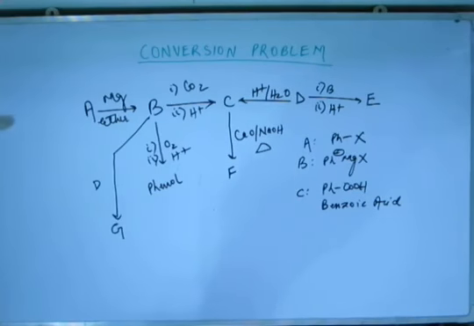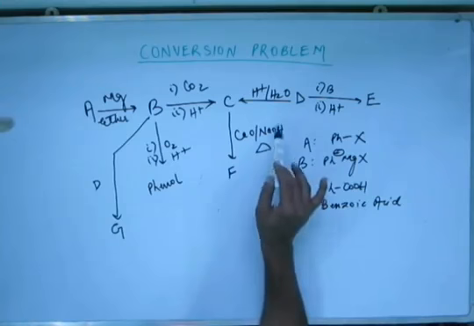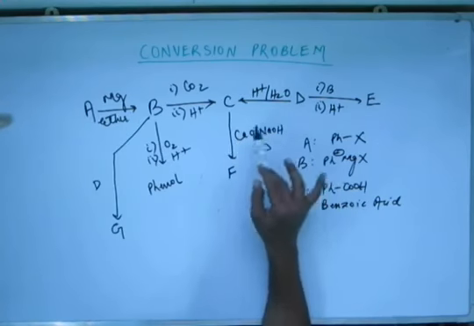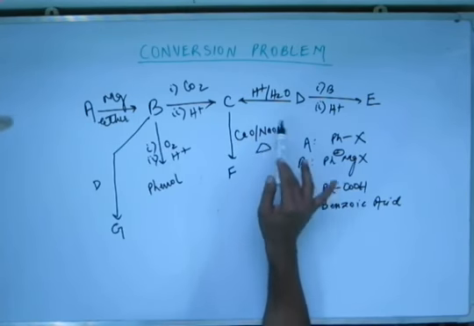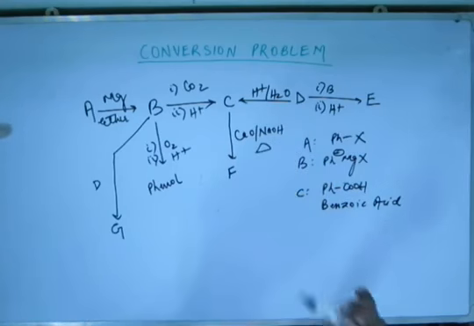We have got C. Now from C to F, if you look around, this reagent, the CaO, NaOH and delta, is the reagent for soda lime decarboxylation of any carboxylic acid. This reaction we studied when we studied hydrocarbons, particularly alkanes. This was one of the methods of preparation of alkanes.